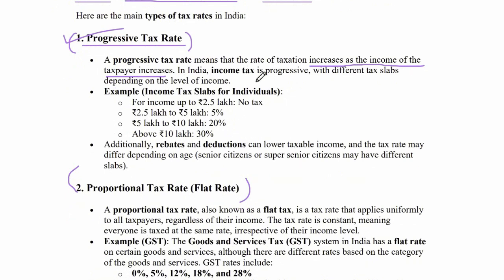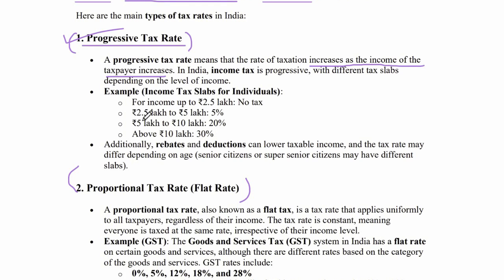In India, income tax is progressive with different tax slabs depending on the level of the income. For example, income tax slabs for individuals: for income up to 2.5 lakh, there is no tax. From 2.5 lakh to 5 lakh, it's 5%. From 5 lakh to 10 lakh, it is 20%, and above 10 lakhs, it is 30%.